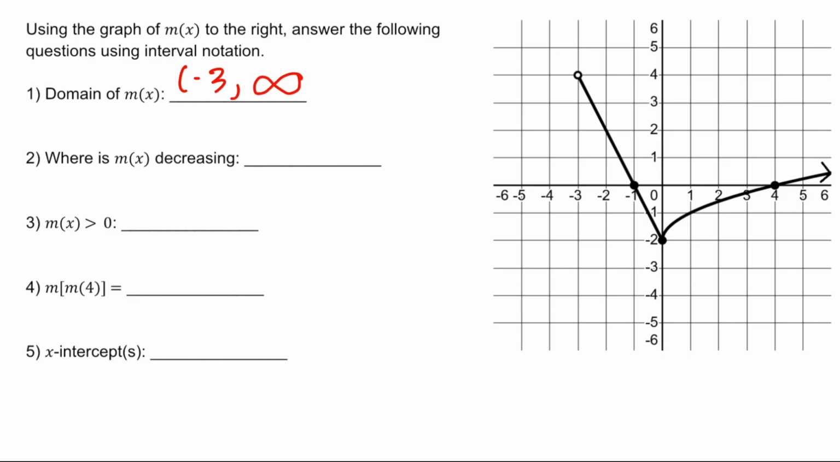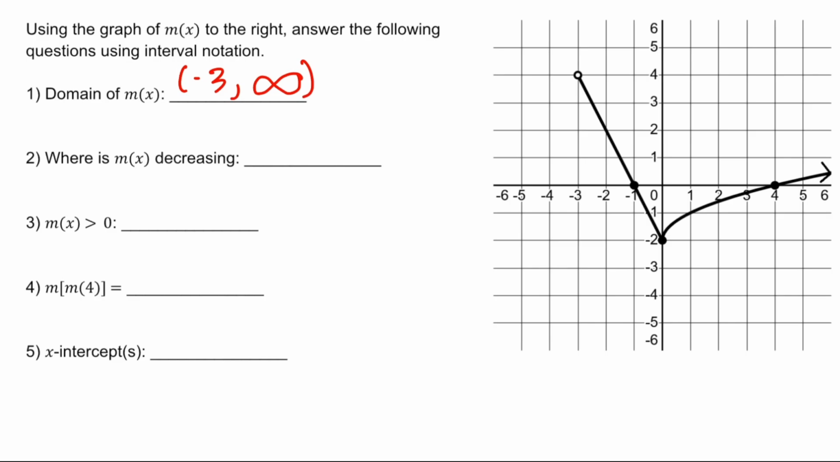And now, are we going to use parentheses or brackets for infinity? If you don't really know, think about it like this. Can you place your finger on infinity? Is it a tangible value that you can touch? No, right? Infinity is kind of like a direction. So in this case, or in every case of infinity, you would always use parentheses. Infinity is always exclusive from an interval.